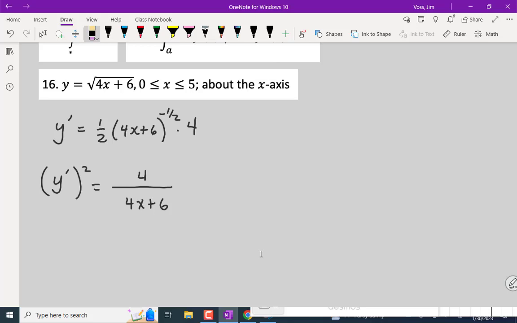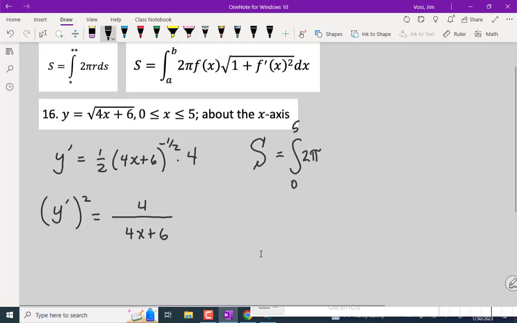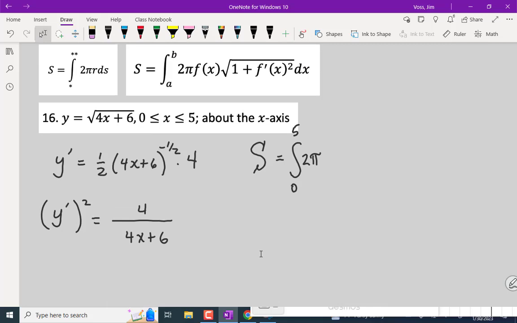So now let's toss it into the formula. So the surface area, big S, is going to be the integral of 2 pi r. R is the function. The function tells us how far away the axis is. So there's 2 pi r. And now ds is the square root of 1 plus the derivative squared. So 1 plus the derivative squared, we just found the derivative squared to be that. dx.